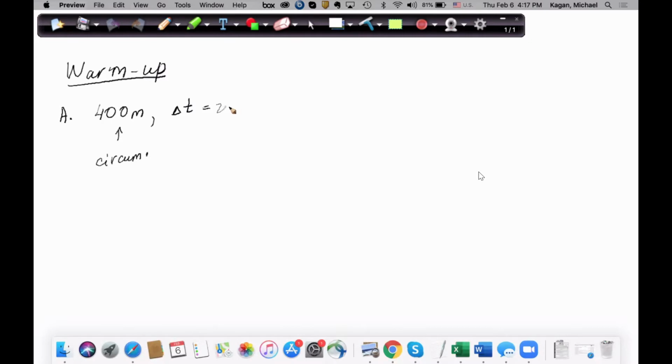So they meet every 20 seconds. And we're given that one cyclist goes 1.5 times faster than the other. Find each cyclist's speed.